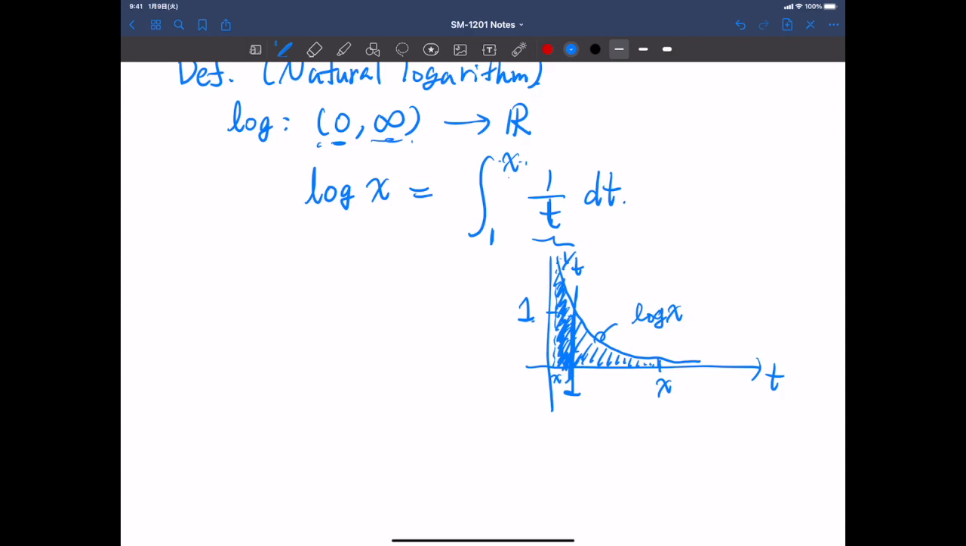Okay, so here are some properties of this function. First, log of 1 is 0, as we have mentioned, because this is an integral. If the lower bound and upper bound are the same value, then this integral is 0. And second, this function is strictly increasing, because 1 over t is always positive. So if you integrate this, the integral only increases as x increases. Let's say log x is strictly increasing.